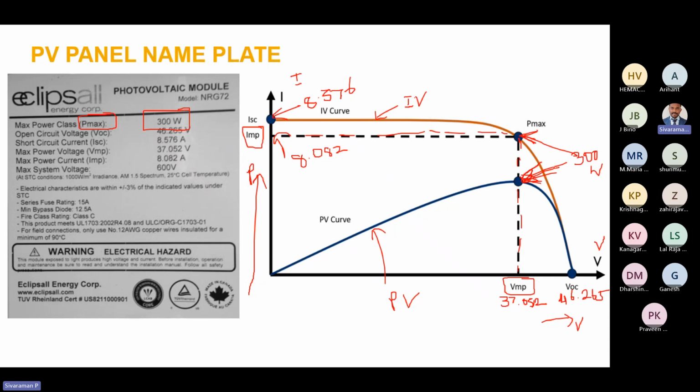So I'm explaining these things in a slow manner so that everyone can understand. If you have any doubt, you can unmute yourself and ask the question, because this is very important to design any solar PV system.